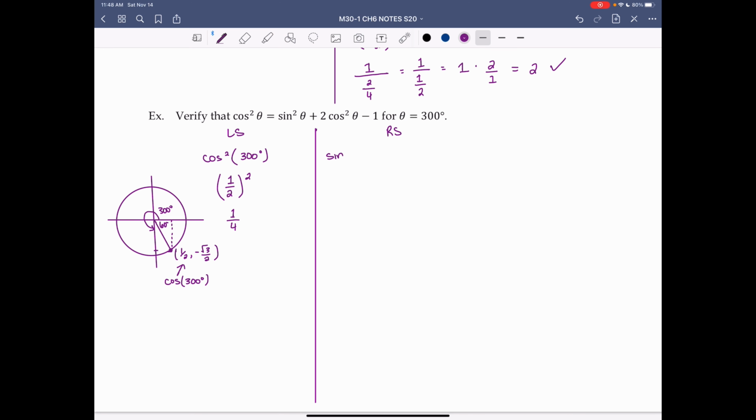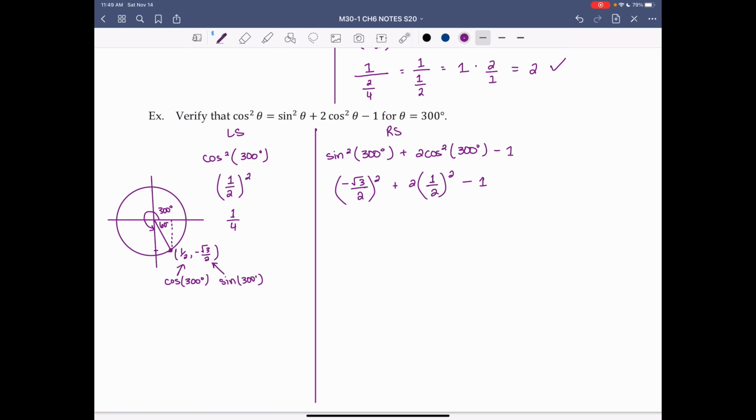we have sine squared theta, which is 300 degrees, plus 2 cos squared theta, which is 300 degrees, minus 1. Sine squared theta is the y value. Sine of 300 degrees, in this case, is negative root 3/2, so negative root 3/2 all squared, plus our cos was 1/2, so we have 2 times 1/2, and then that fraction is squared, and then we have minus 1.